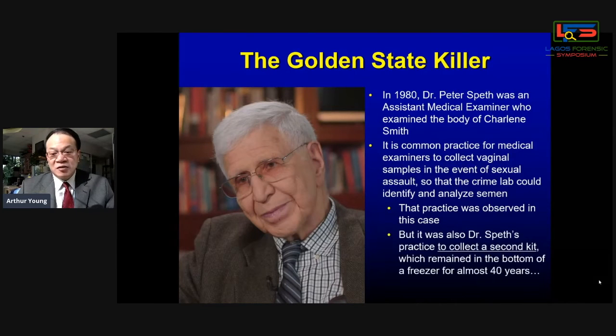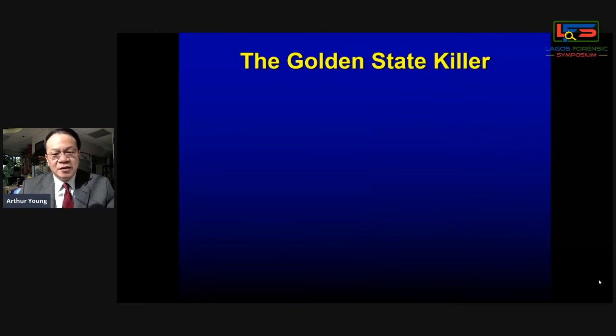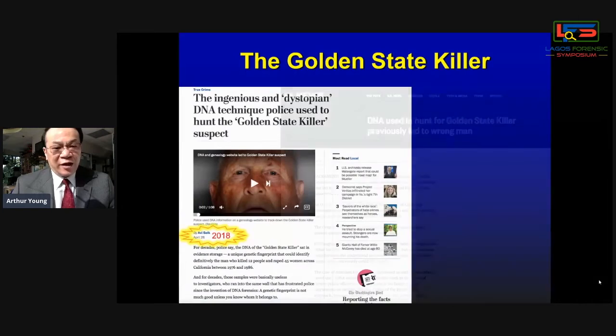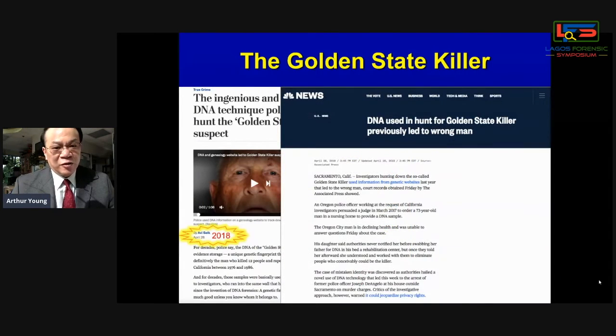However, it was also Dr. Speth's practice to collect a second kit, and that kit remained at the bottom of a freezer for almost 40 years. So that was how the Golden State Killer was apprehended. The DNA was analyzed and run through a database looking for a family member.